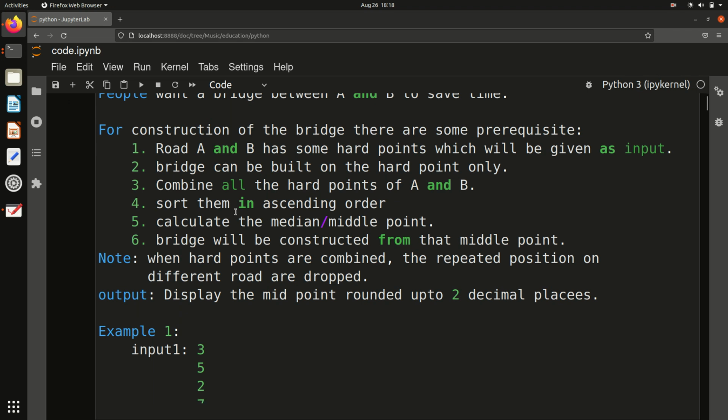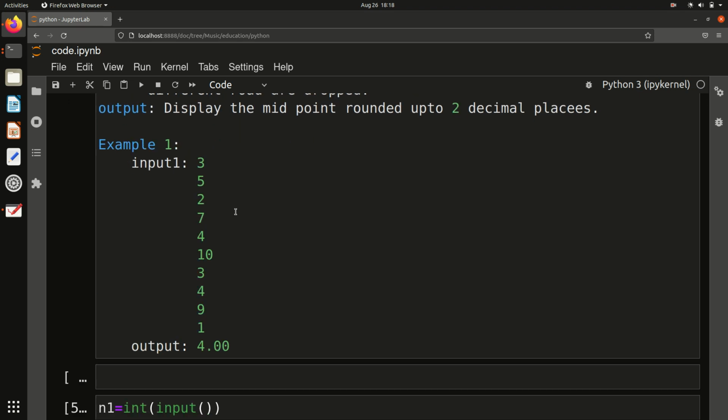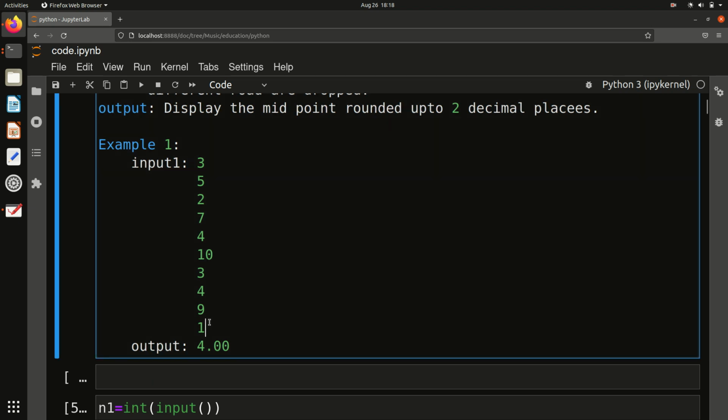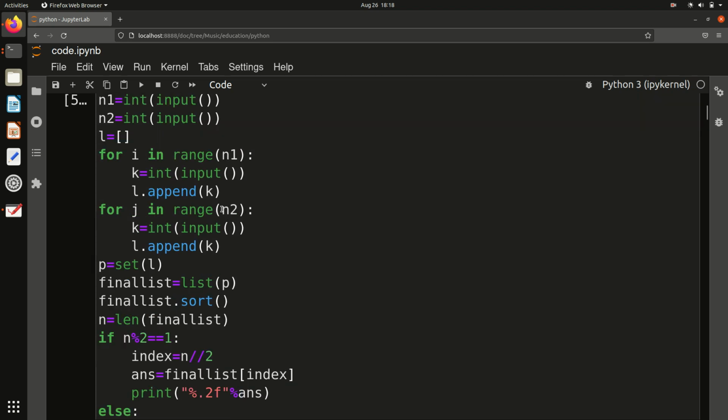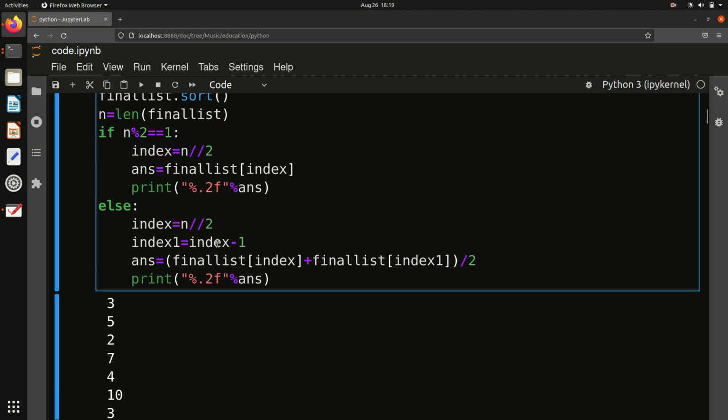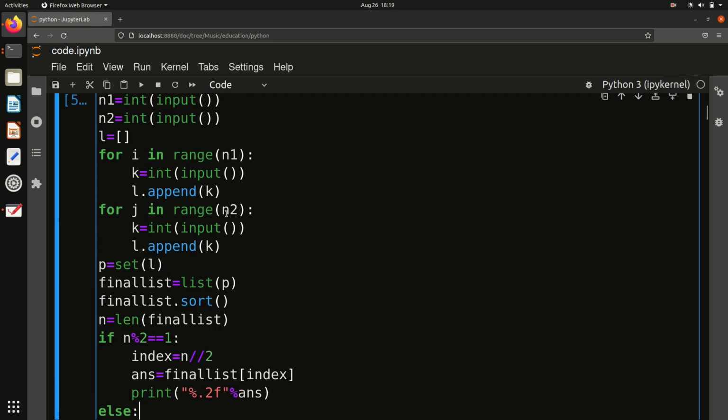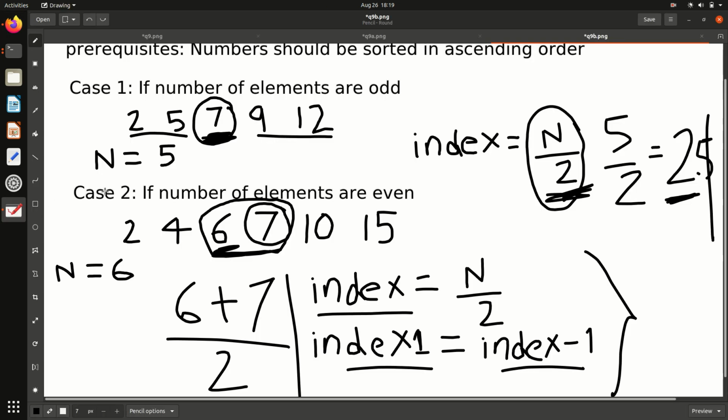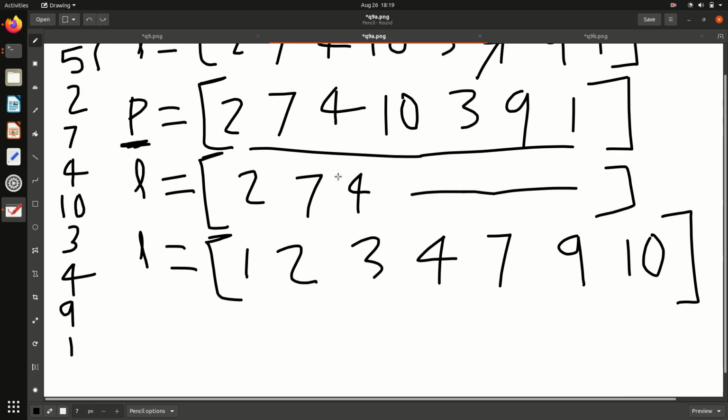So this was all, and I hope it is clear. There was nothing much, but if I try to revise it, basically we were given some numbers and we had to find the median, that's all. That's all from my side, and if you have any doubt in any part of the code, you can put it in the comment section.